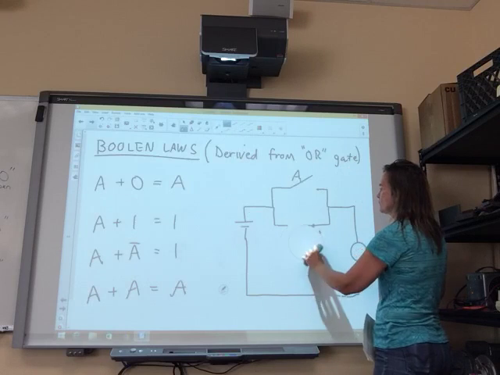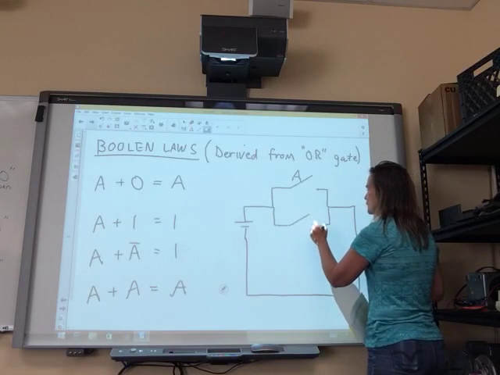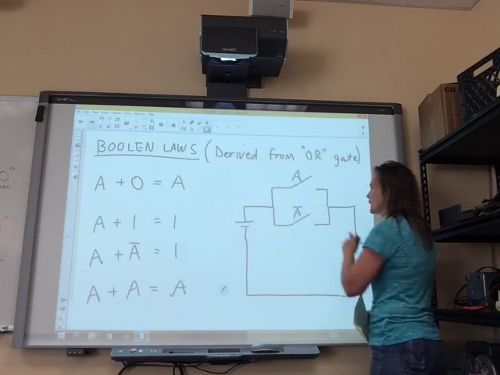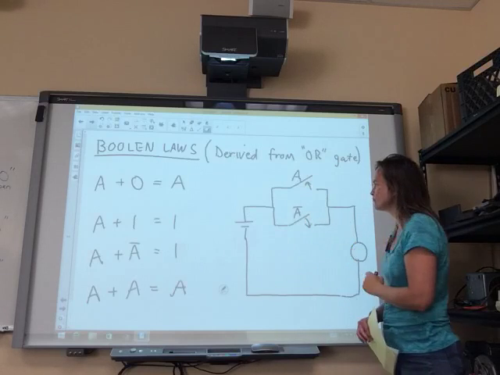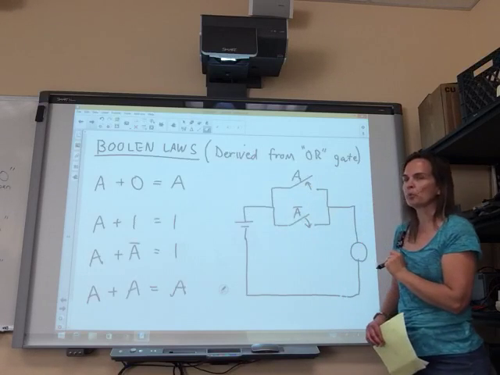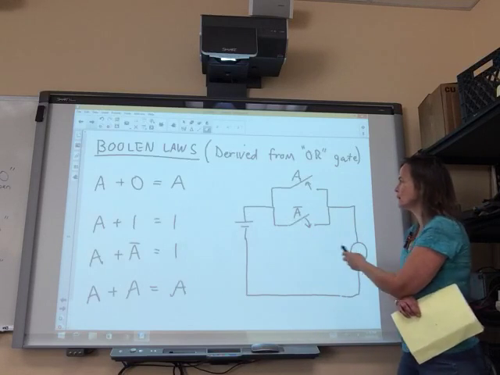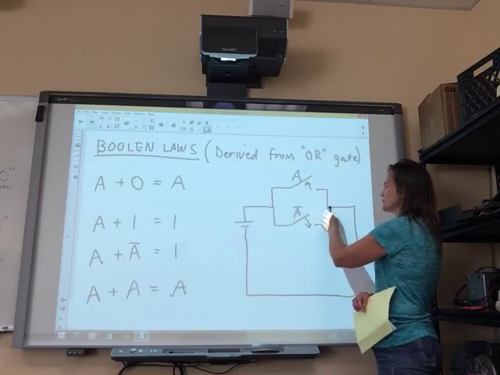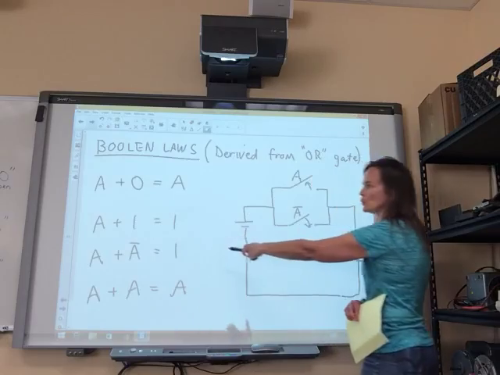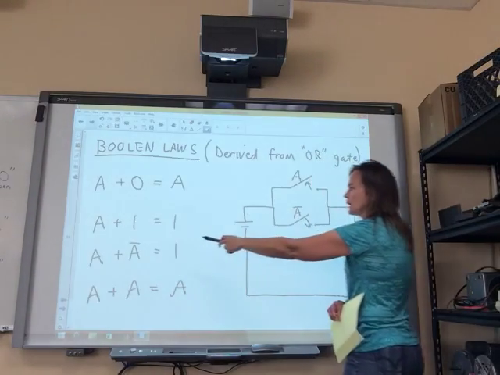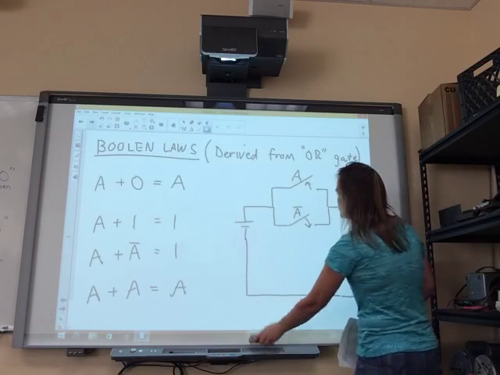Let's take a look at the third one, where we're going to replace the bottom switch again. And this time we're going to replace it with a switch called not A. So if this one opens, this one has to close. If this one closes, this one has to open. And so you can see that in every case, our light bulb will be on because current will either flow through this path or this path, and the light bulb will light. So there's our third Boolean law, that A or not A is always going to result in a high output.